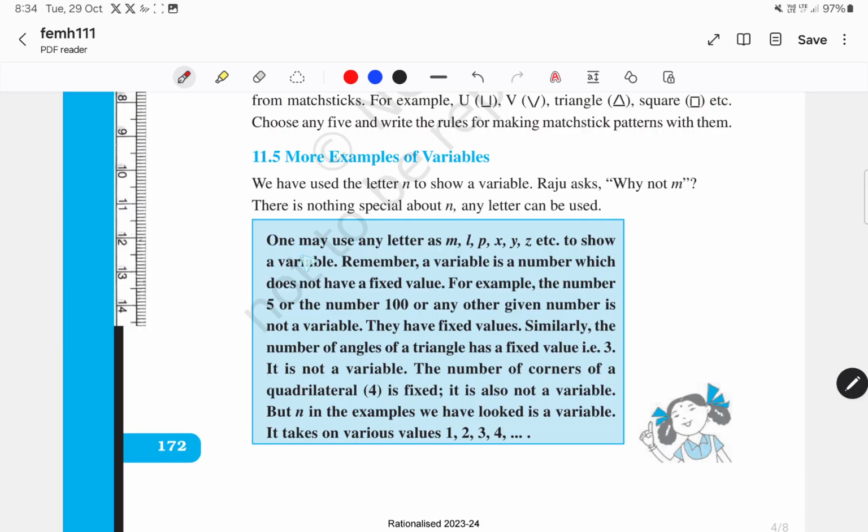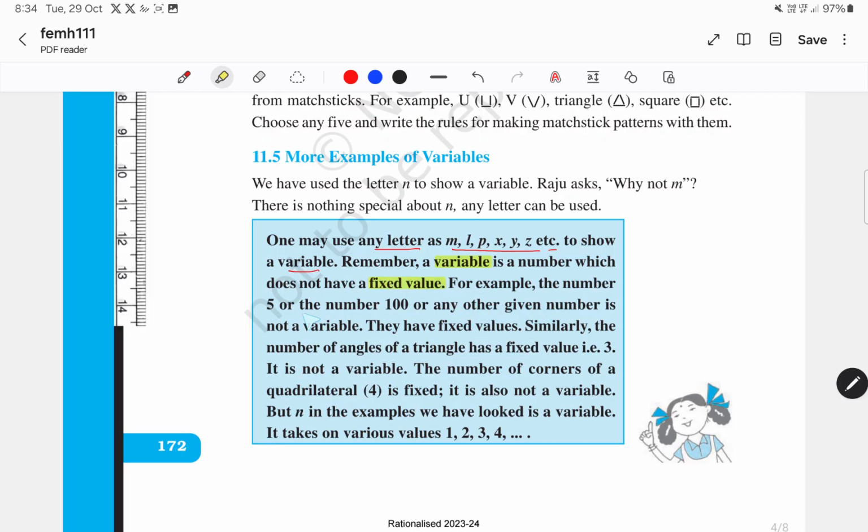So here one may use any letter. For example, I have said that one may use any letter of the English alphabet, for example m, l, p, x, y, z, etc., to show a variable. Remember, a variable is a number which does not have a fixed value. So we have studied about that.